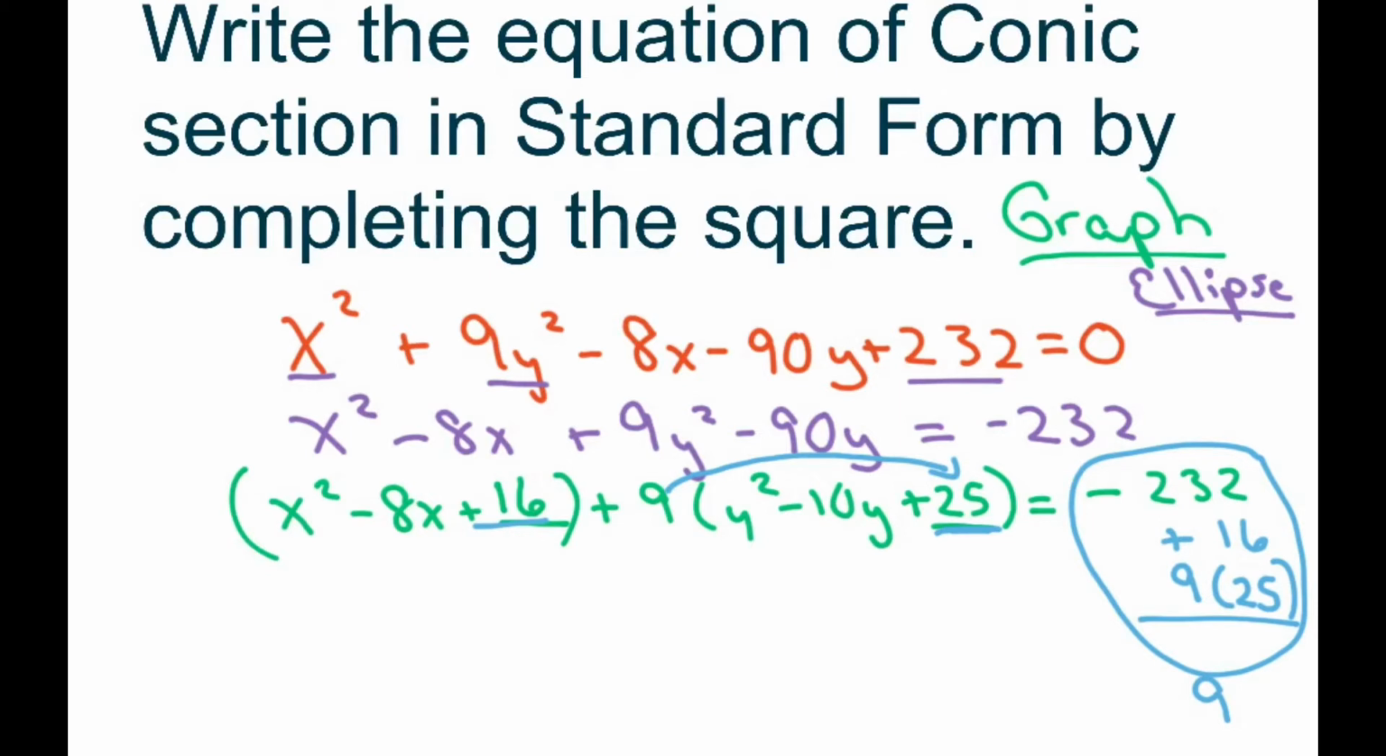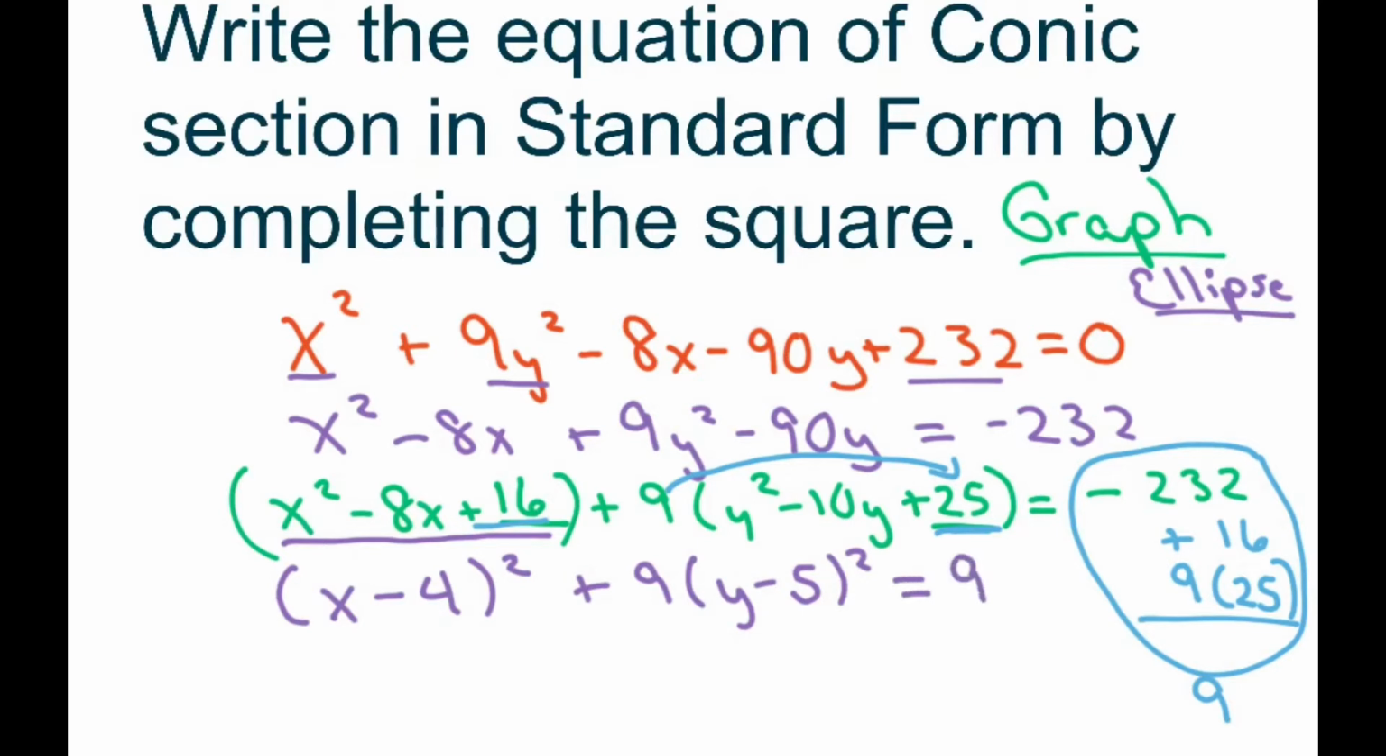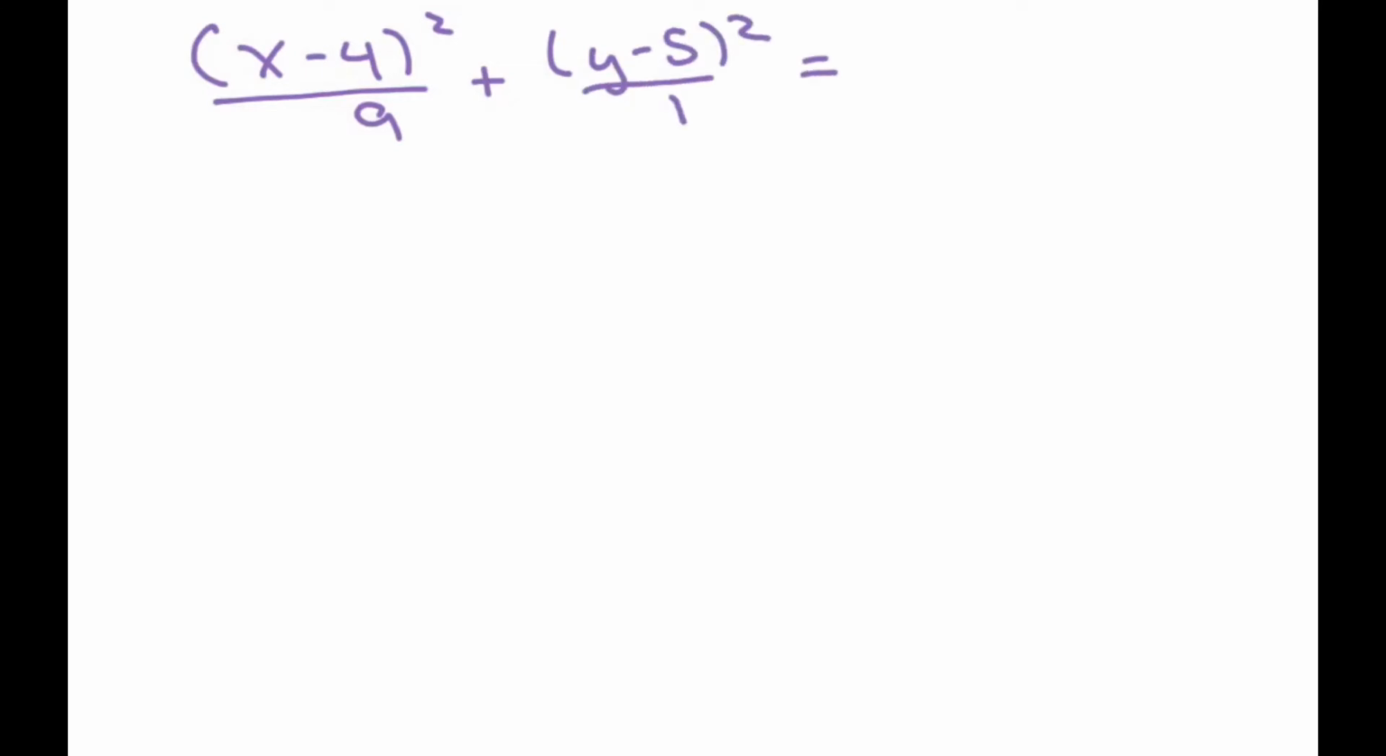So let's condense this. We get x minus half of 8, we're condensing the perfect square trinomial. So half of 8 is 4. And if you FOIL this out, you'd get this back. And then plus 9 times y minus half of 10 is 5, and that equals 9. And then we're going to divide everything by 9 because we need to put it in standard form. And when you do that, you're going to get x minus 4 squared over 9 plus y minus 5 squared over 1 equals 1.